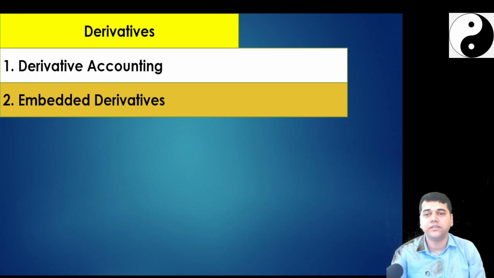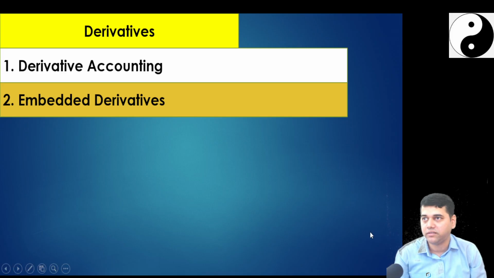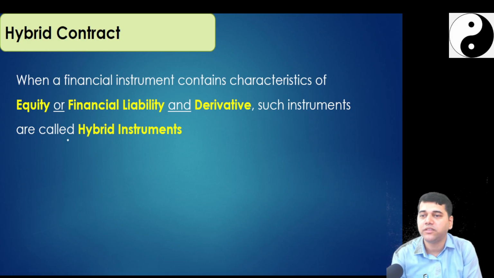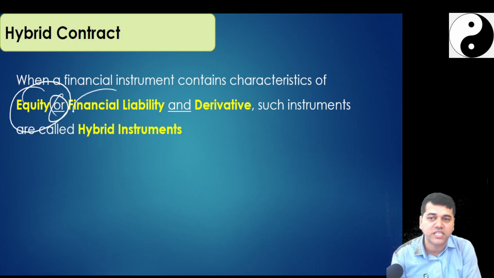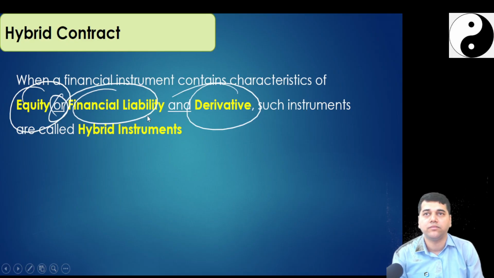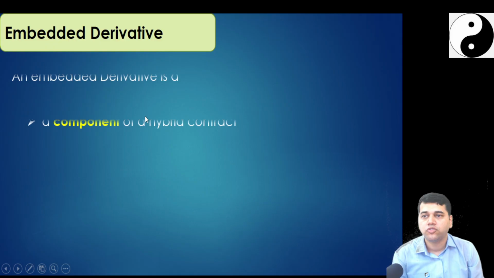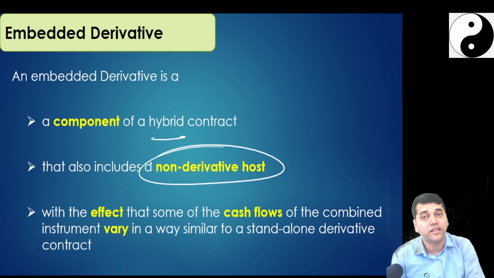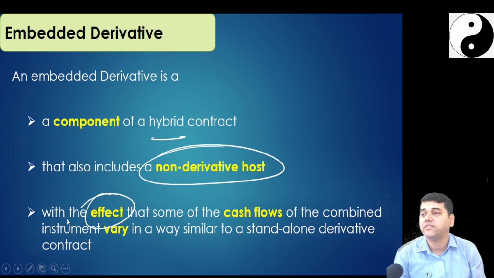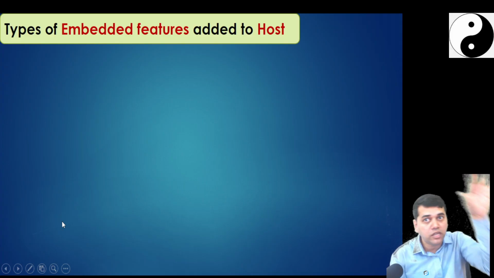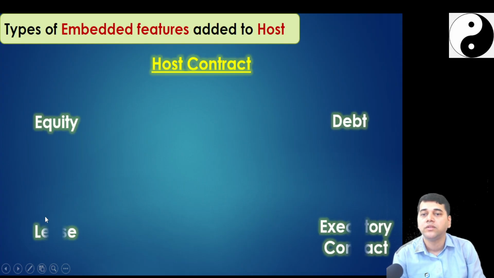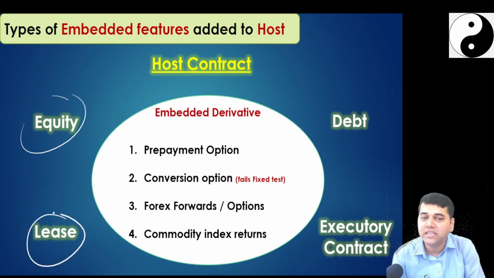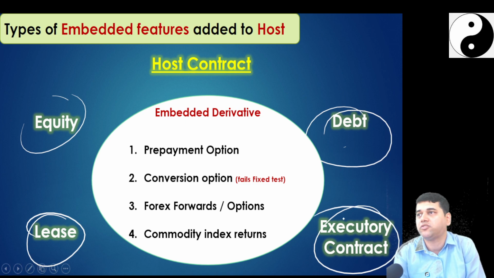Yes, sure. So we will just have a quick recap of the theory, and then we will take a break. See, first hybrid you understood now. Hybrid means one leg is equity or a financial liability, the other leg is a derivative. That's called hybrid. So embedded derivative is one of the components of the hybrid, which is a non-derivative host, so that the effect is the same. It makes the entire contract variable. So your host contract can be an equity, lease, debt, or a purchase or sale.